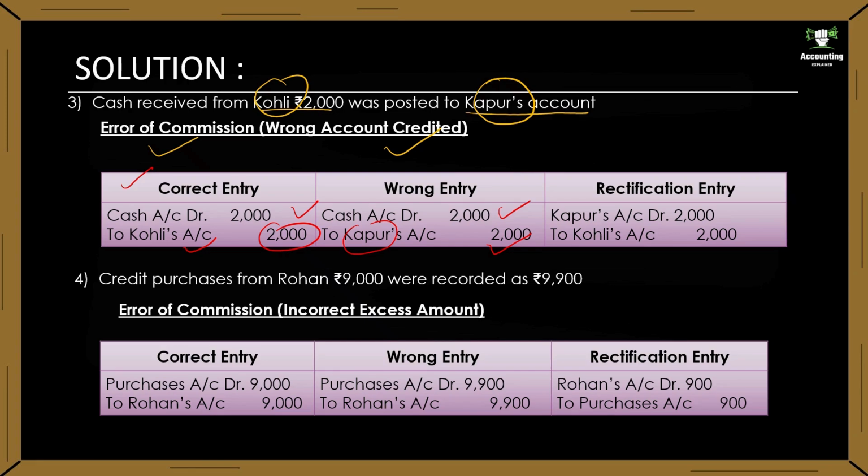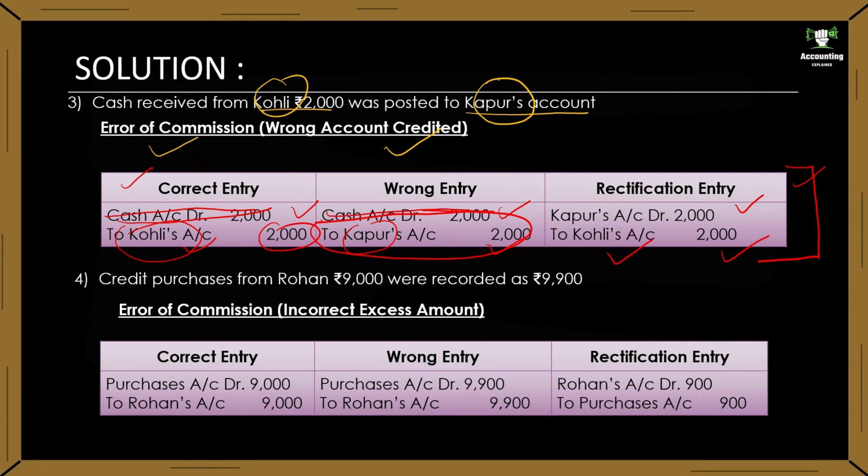So you have to pass a rectification entry. What did I tell you? I asked you to compare the correct entry and the wrong entry and see the side which we have written correctly. Here we have written cash account debit correctly 2000, so strike it off. Now the correct entry is to Kohli's account. So write to Kohli's account 2000. Wrong entry is to Kapoor's account. To cancel the credit, we have to debit it. So Kapoor's account debit 2000. The rectification entry will be Kapoor's account debit to Kohli's account 2000.